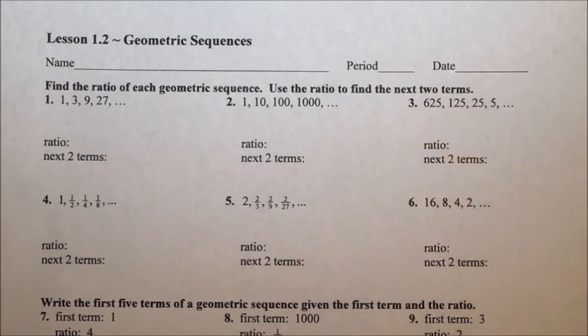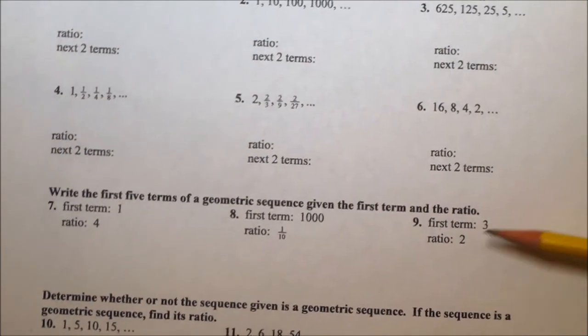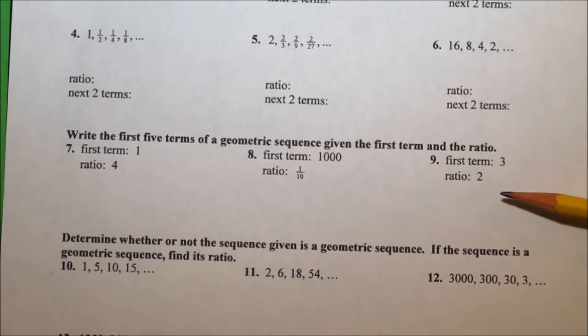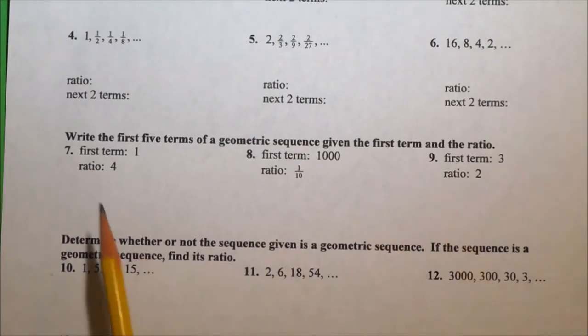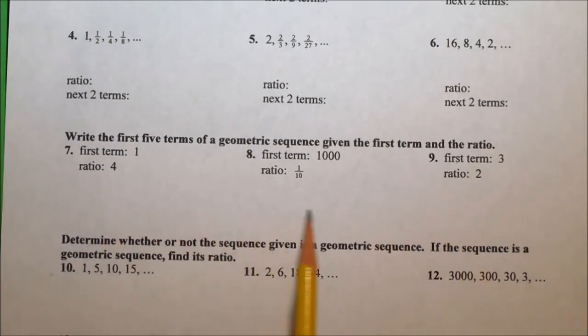Now, this one is what we did at the bottom of our practice problems. They're giving you the first term and the ratio. So you'll write down the first term and you'll keep multiplying by whatever the ratio is until you have 5 terms.